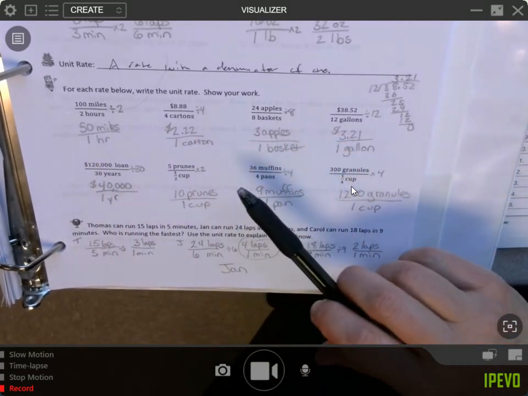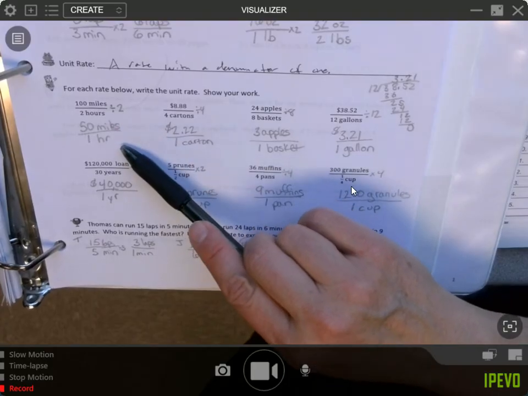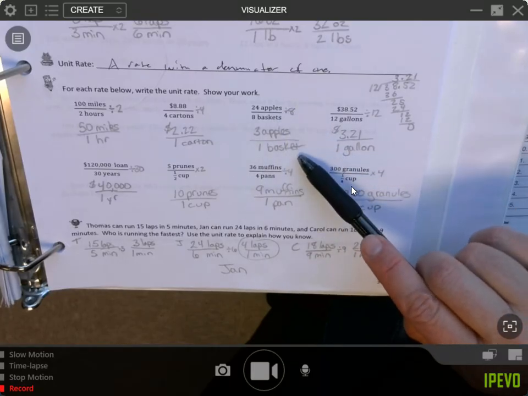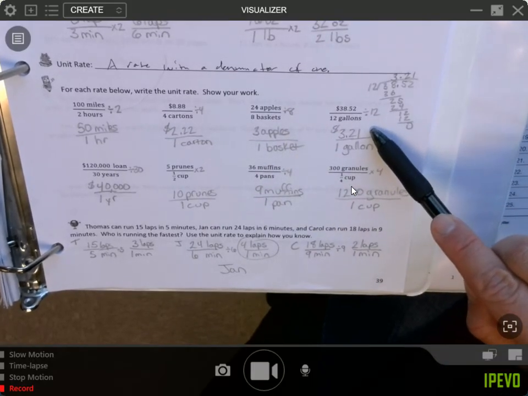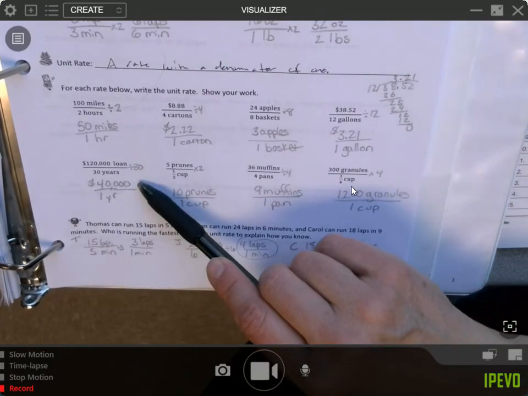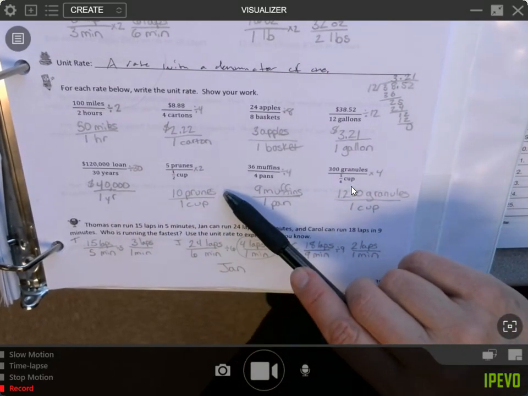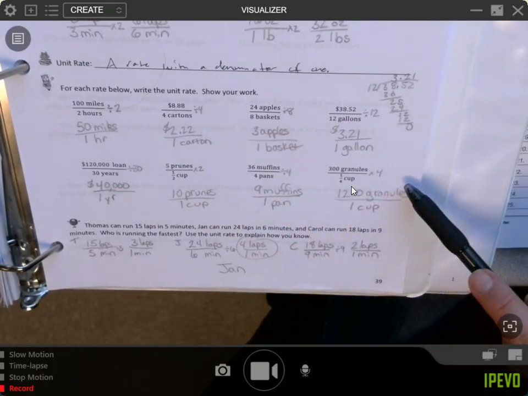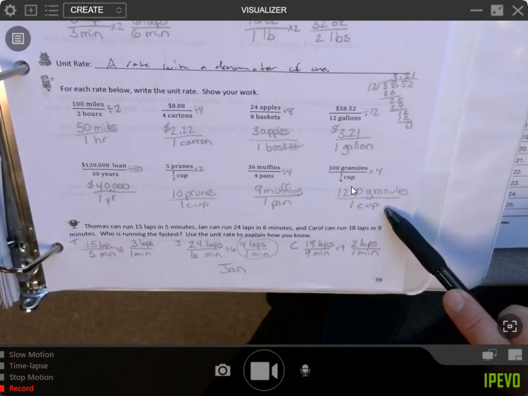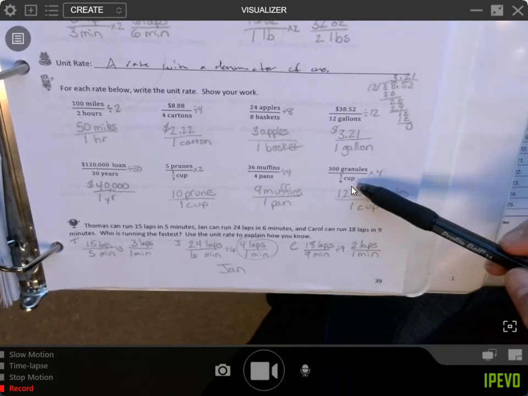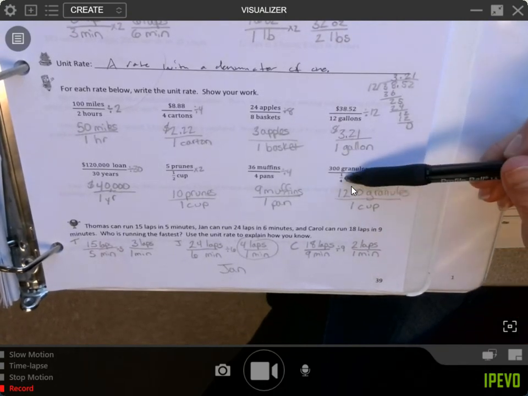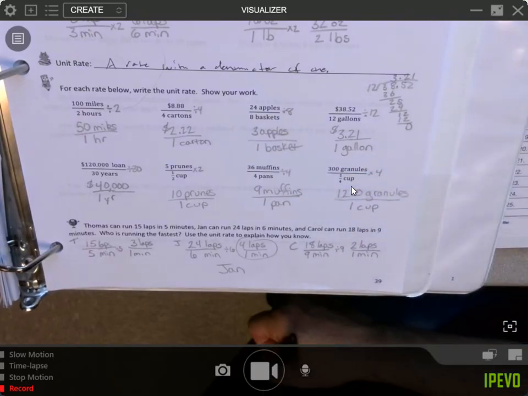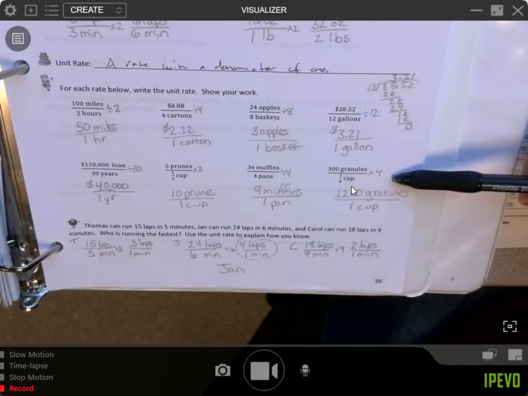So on our top row, you should have 50 miles in 1 hour, $2.22 for 1 carton, 3 apples in 1 basket, $3.21 in 1 gallon, $40,000 in 1 year, 10 prunes in 1 cup, 9 muffins in 1 pan, and 1,200 granules in 1 cup. So remember, if there's that fraction on the bottom, you multiply it by that denominator to get that fraction to be 1. So you have to multiply that numerator. Any questions on the unit rate?